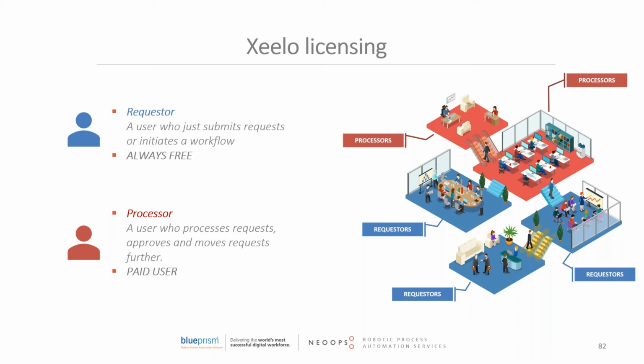So for example, if you have 10 employees that are supposed to enter their timesheet in Xeelo, they will all be free. Then you have, for example, their manager who has to approve it. So this is a processor, and that's one license. If further in the workflow there has to be some other approval or something, that's one more license, and so on.